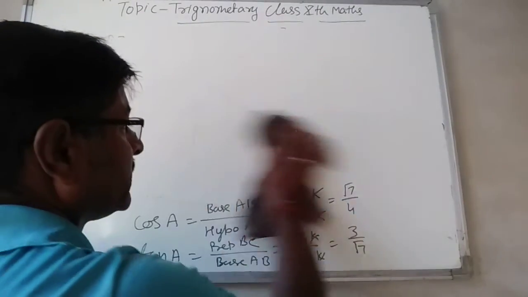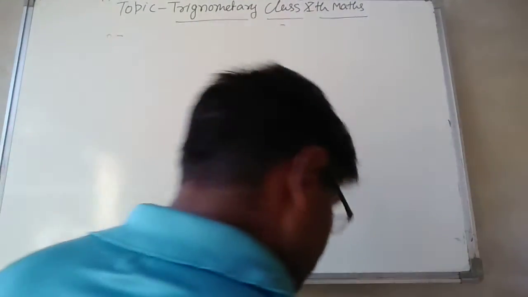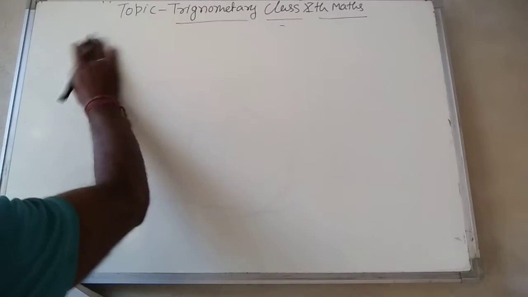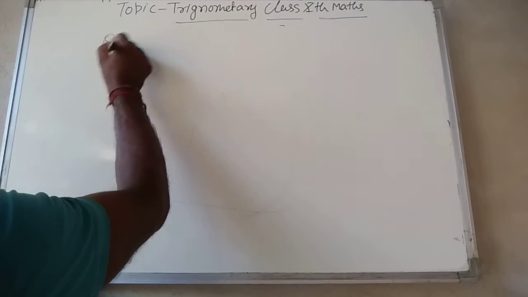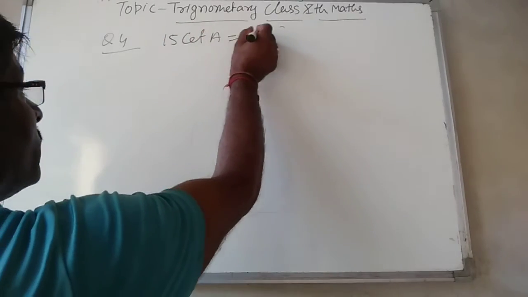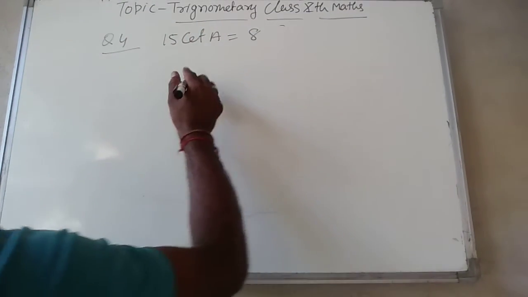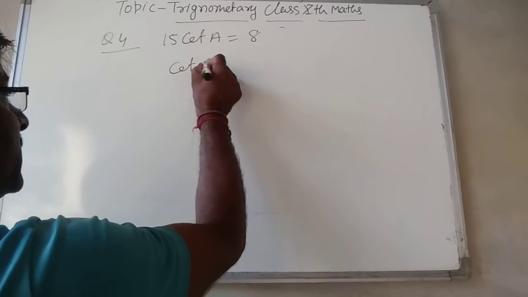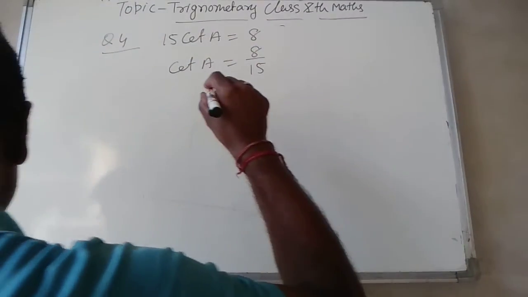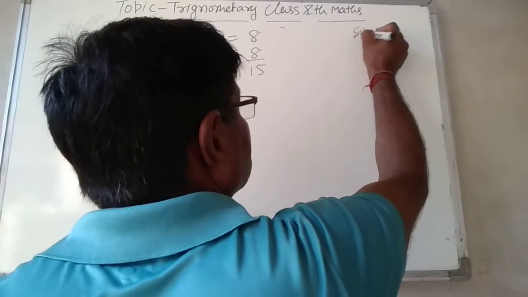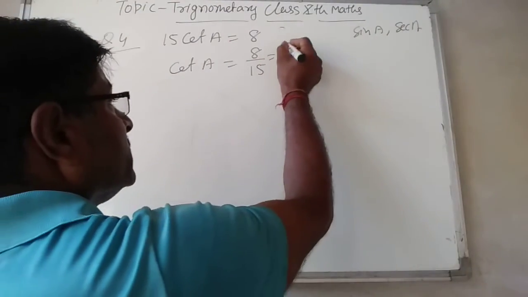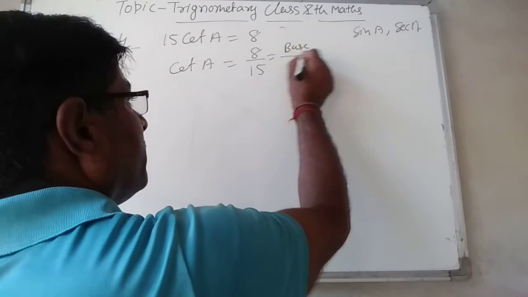Now the next question. Question number 4. 15 cot A is equal to 8. This is given. So the ratio for cot: cot A is equal to 8 upon 15. And we have to calculate sin A and secant A. So the cot ratio is base upon perpendicular.